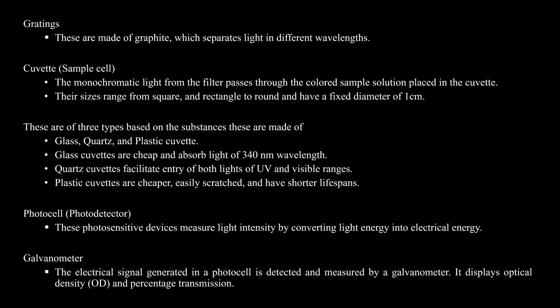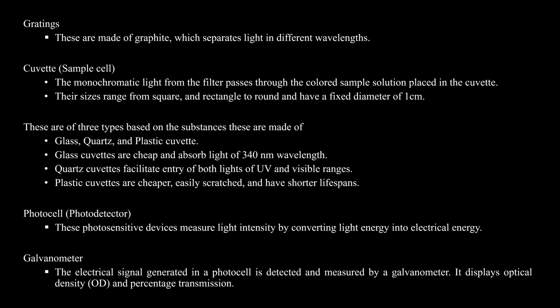Now we move to the monochromator, which separates light into different wavelengths. The sample cell, after the filter, holds the colored sample solution. It is rectangular or round with a fixed diameter like 1 centimeter, and is made of glass, quartz or plastic. Around 340 nm the light enters the ultraviolet and visible range, but the source has a shorter lifespan.